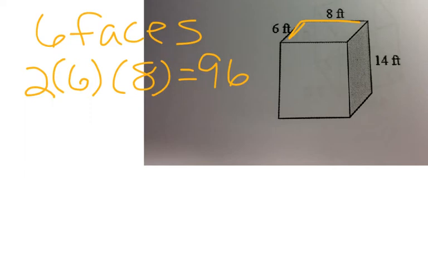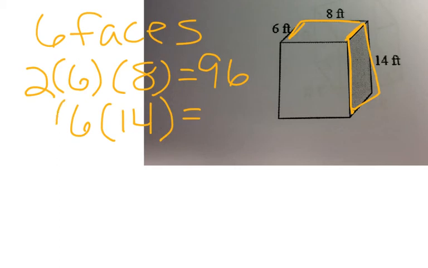Okay, and then we have the right face here, and this is 6 by 14. So 6 times 14, but that would be the same as the left, so we're going to multiply that by 2. So 2 times 6 times 14 gives us 168. You should be writing all of this on your paper.